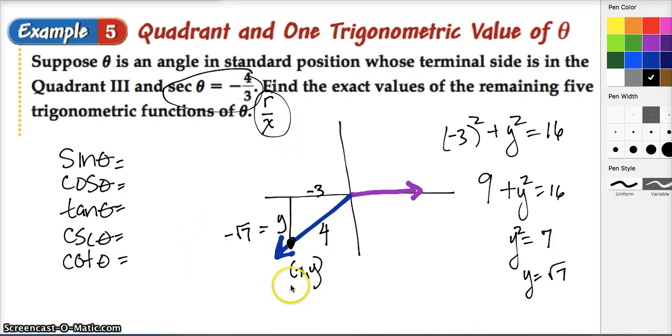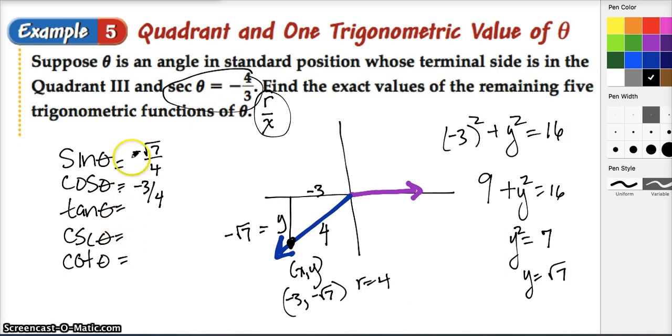If we go by what we were talking about, we realize that x is negative 3 and y is negative the square root of 7. And of course r is 4. We know that sine is y over r, and so therefore we have negative root 7 over 4. Cosine is x over r, so it's negative 3 over 4.